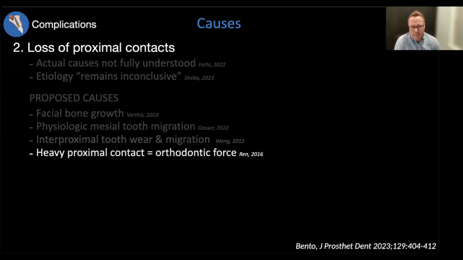And then heavy proximal contacts, another one. When you think about if you put an implant crown in, and if you've ever tightened an implant crown down and checked the contacts, it's pretty good. Then you torque it into place, and all of a sudden the contact is different. Maybe it's heavier than it was before. That could be orthodontically pushing a tooth in a certain direction.